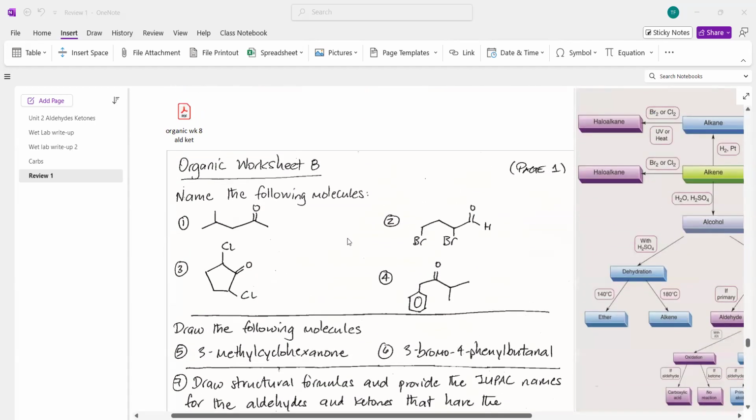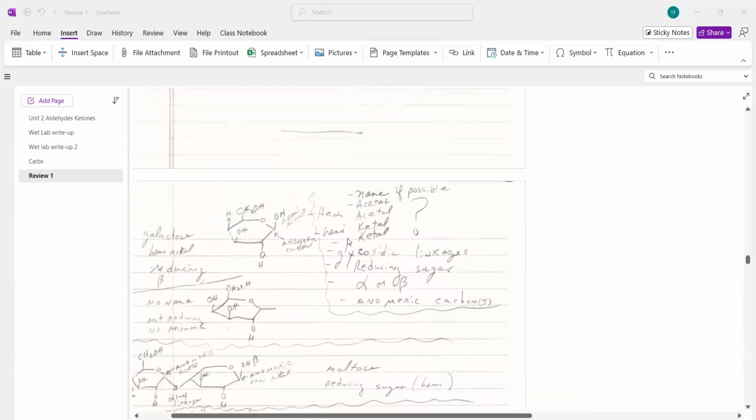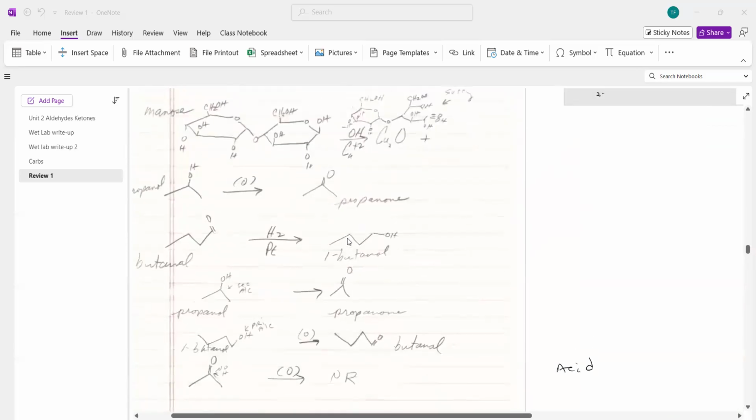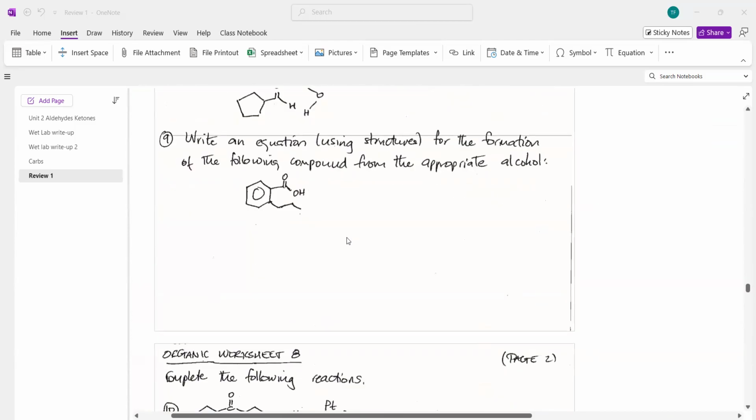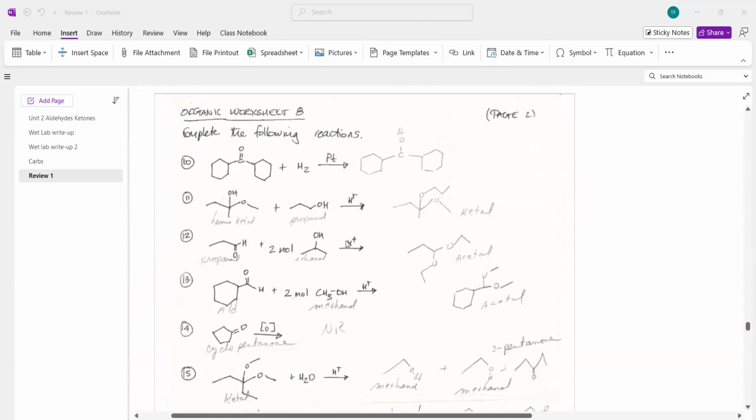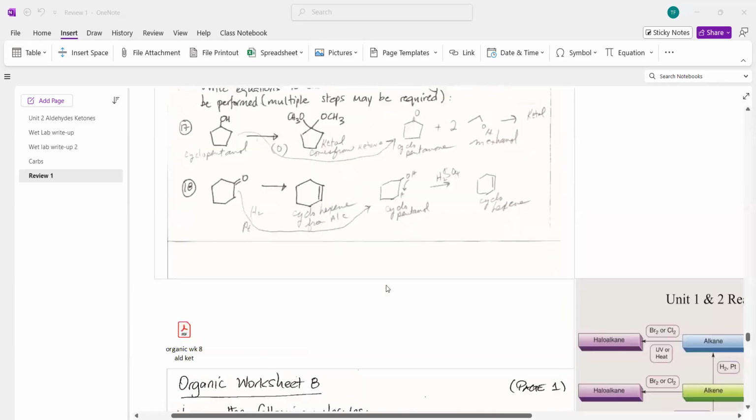And there's another couple worksheets that are available as well with answers. So lots of practice, lots of practice. Also, you may have two 3x5 cards for unit two, because the structures are pretty complex, and you can have whatever you want on the 3x5, both sides. So, okay, let's see. Let's go down.